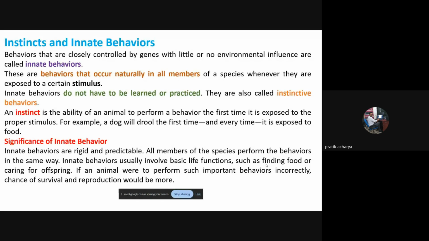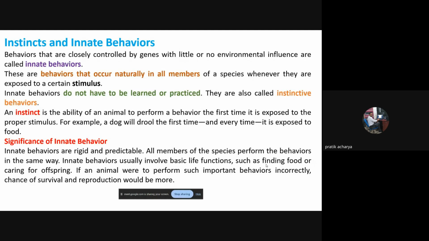So instinct is the ability of an animal to perform a behavior at first time. Okay, so which kind of behavior we are performing at first time without any learning, without any exposure, that kind is known as instinct. Dog will drool the first time it is exposed to food. The suckling action of babies, everything, they are under instinct behavior.